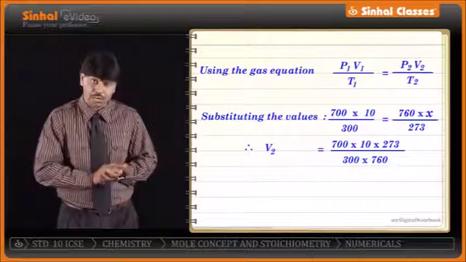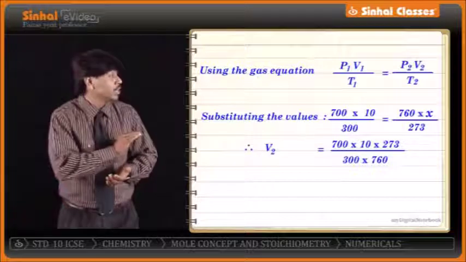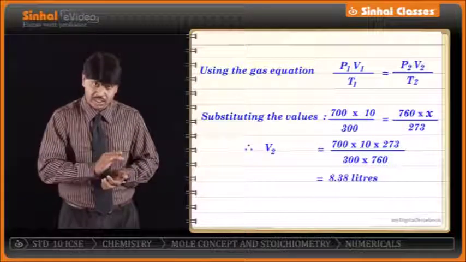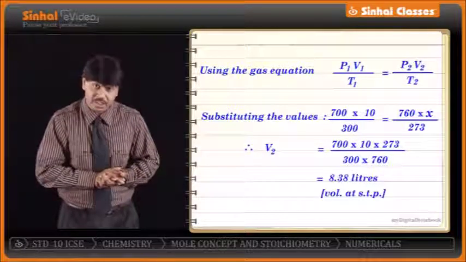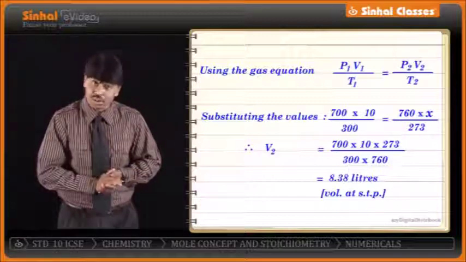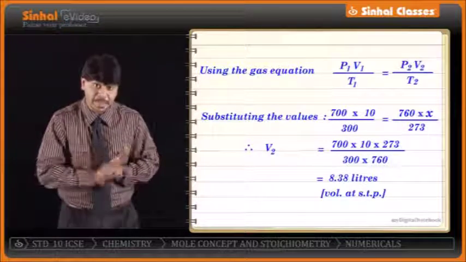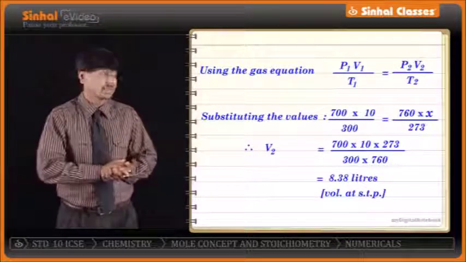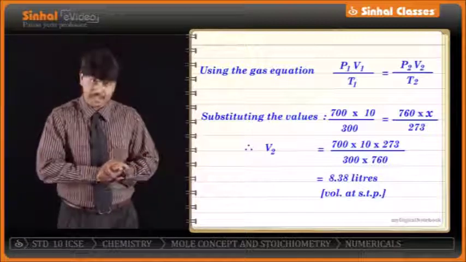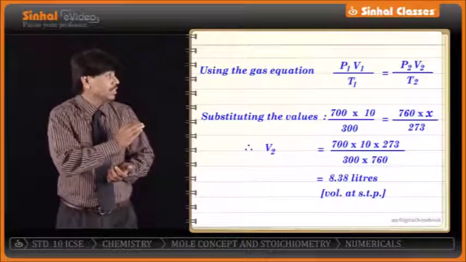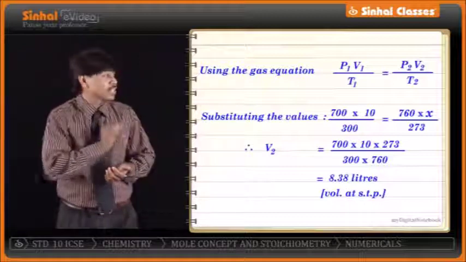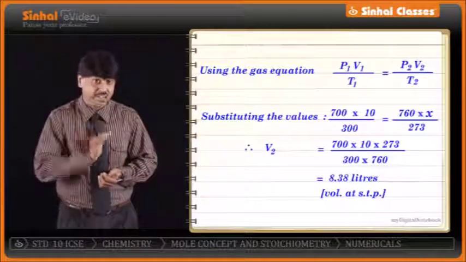The answer comes out to be 8.38 liters. That is the volume at STP. So, we now have the volume of that substance at STP, but we wanted the weight of the substance at 10 liters, 27 degrees and 700 mm.